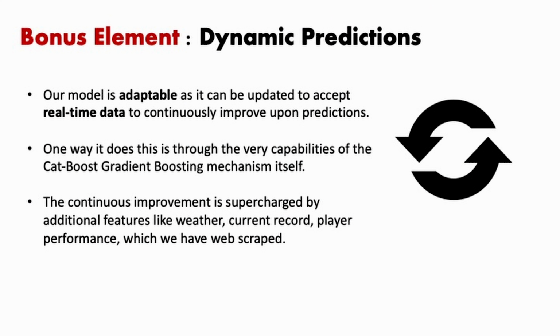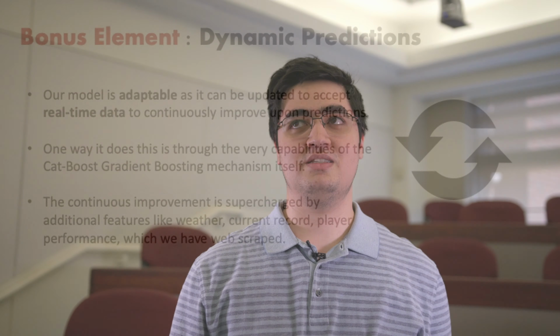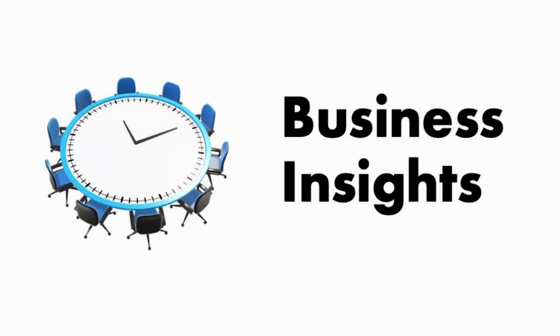Moving on to the bonus element, we created a dynamic prediction model that is adaptable and can update in real time and, most importantly, continuously improve upon predictions. One way we do this is through the capabilities of gradient boosting, specifically in CatBoost. The mechanism itself allows us to emphasize misclassified samples more, and in this way iteratively improve the training process, leading to better test results. We also improved our dynamic predictions by utilizing factors such as weather, current record, and player performance, and we were able to gather this data through web scraping various sources.